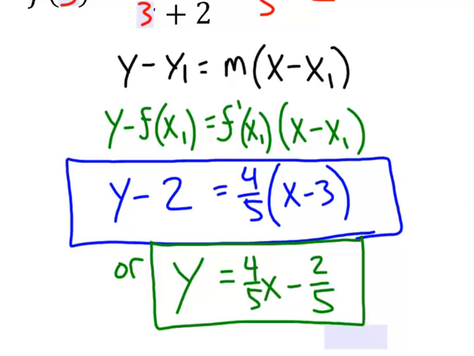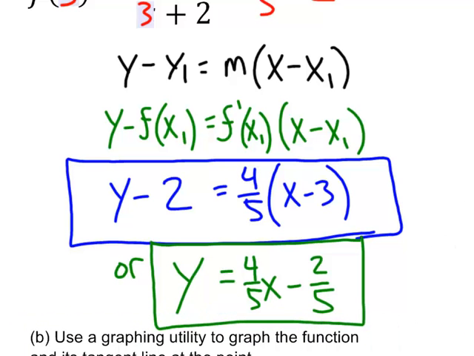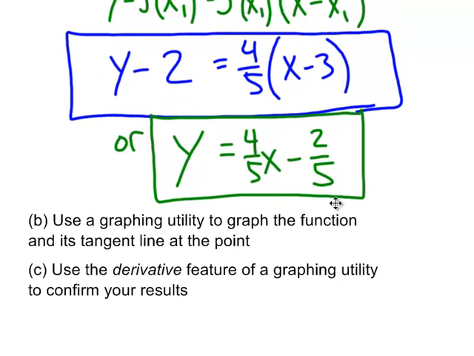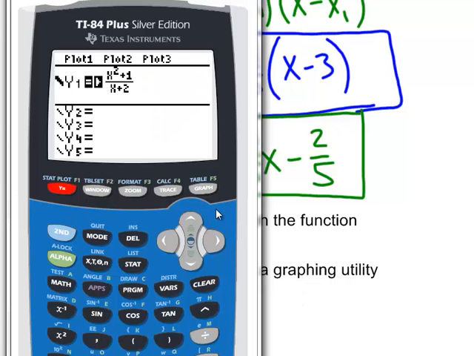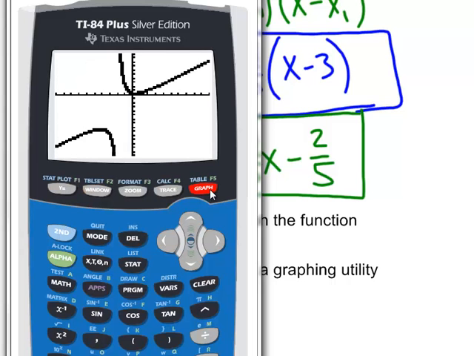But let's go ahead and check by calculator. Or actually, let me bring the remainder of the problem onto the screen. We were to use the graphing utility to graph the function and its tangent line at the point, and use the derivative feature to confirm the results. It's a little bit redundant there. But let's bring the calculator up here. So here is the function. Here are my window settings, if you are interested. And here's what the graph looks like. And notice that it is very consistent with what we proposed earlier.